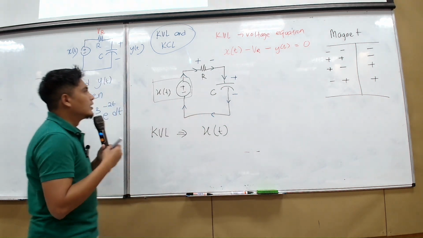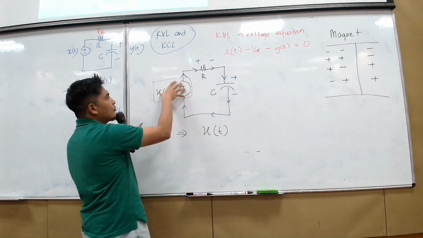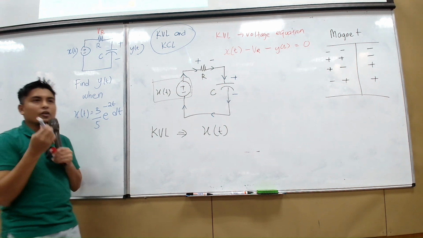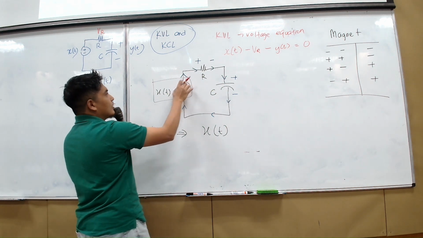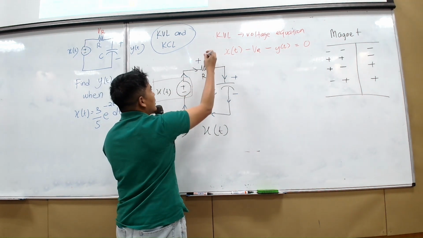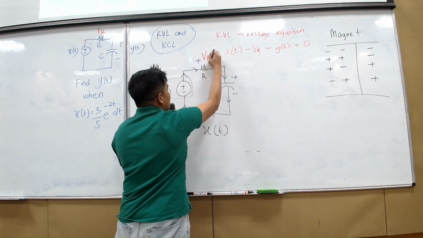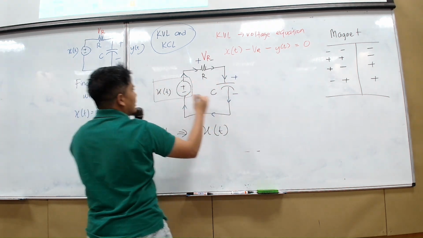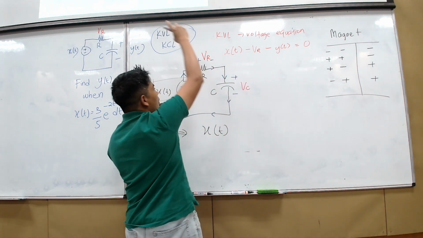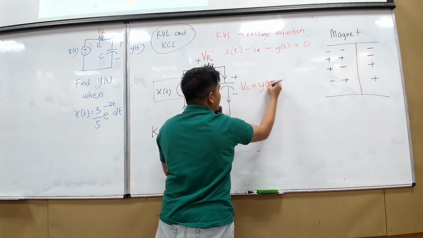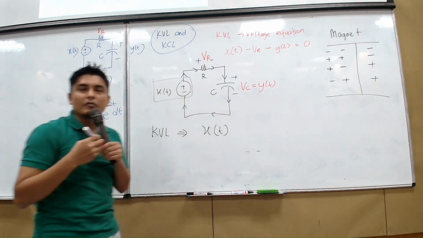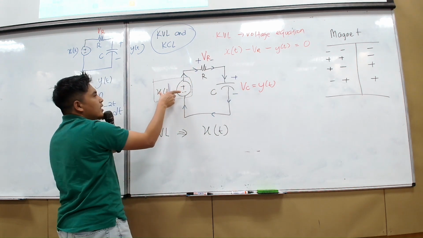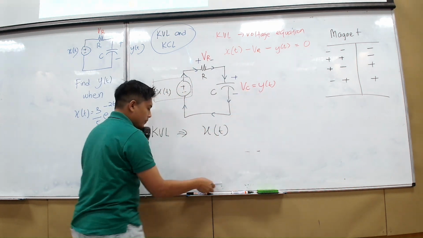After that, you need to compare the reference with every other component. So in this case, XT, you need to compare with the R first. Sorry, you need to name it as VR because it is voltage. You need to rename the capacitor as VC. But in the question, VC equals YT. Because of the question, you need to compare XT with the VR, and you need to compare XT with the YT.